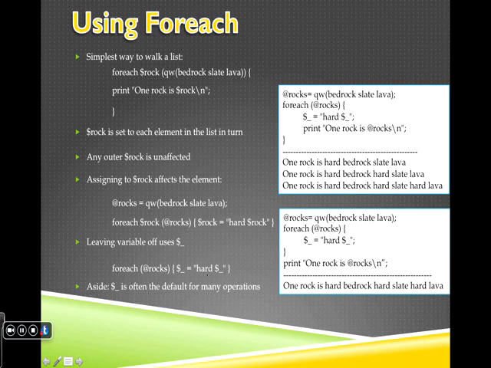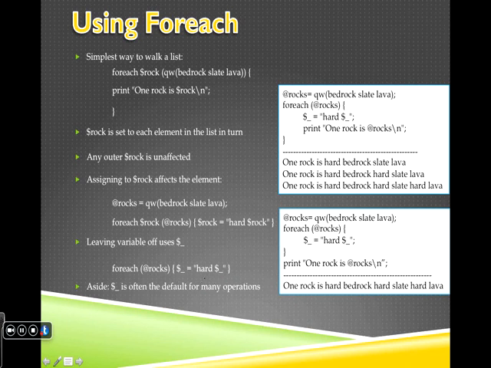So hard slate, and lava. See, it doesn't have hard yet. Now the third time it goes to work on lava. We'll bring the lava, add hard in front of it, and print everything. So we'll print the first element, which is hard bedrock, the second hard slate, and hard lava.